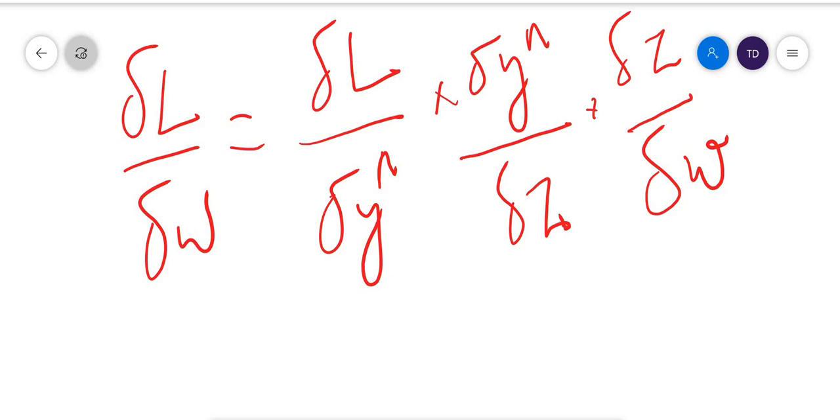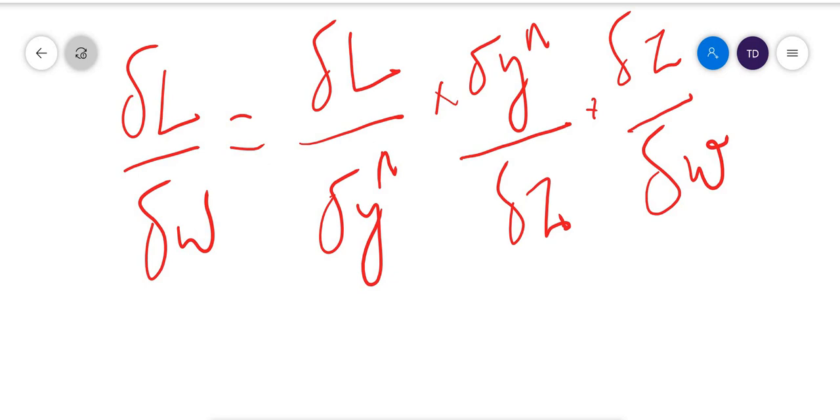This is the most important equation. So dou L by dou W, I can write as dou L by dou y cap, where y cap is the predicted value, into dou y cap by dou z, because y cap depends on the weighted sum.